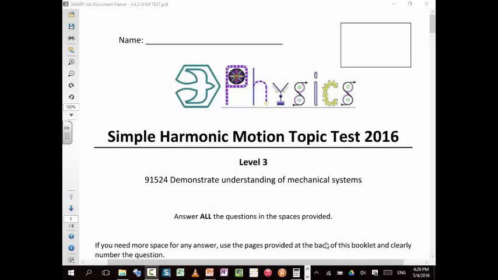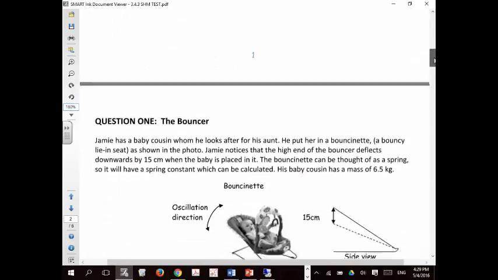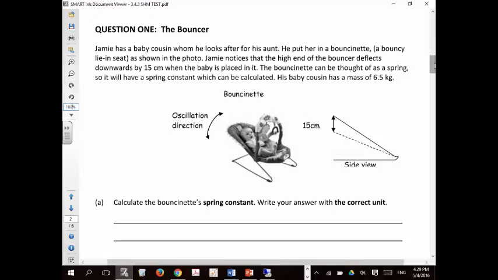Okay, this is a video that's going to quickly go over the questions in the simple harmonic motion topic test. So, starting with question 1, this is about the bouncer. Jamie has a baby cousin whom he looks after for his aunt. He puts her in a bouncy net, which is a bouncy lion seat as shown.